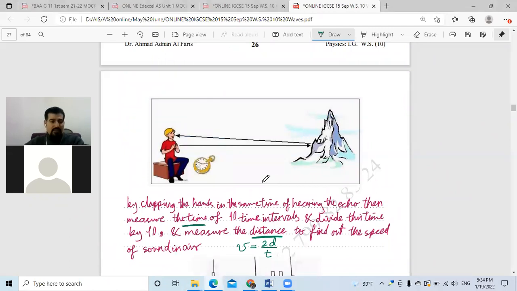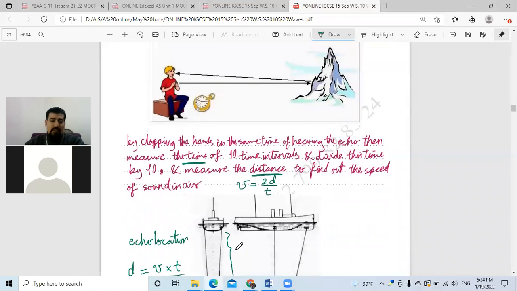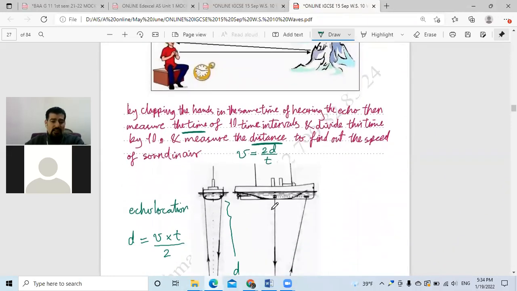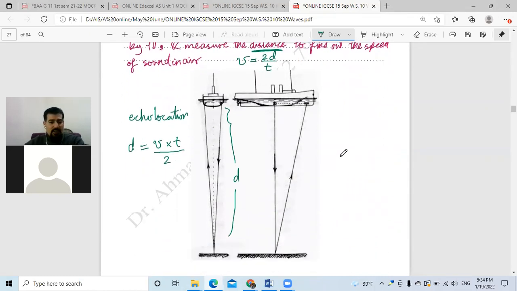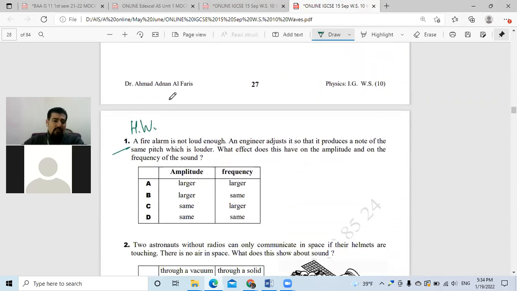We can also use it in something called echolocation. If we know the speed of sound, we can know how far things are, and that's what they use in boats and submarines to know how far things are from each other or inside the ocean. They use it in radar too, with radio waves, and we take the idea from dolphins and bats. There was a homework.